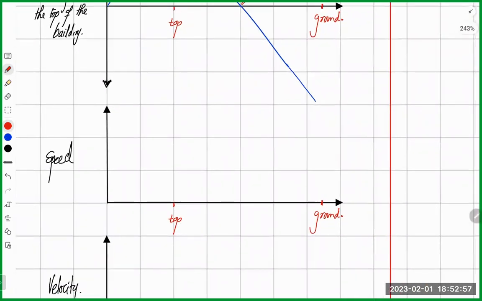Speed. The object starts with a certain speed. The speed decreases at the rate of 10 meters per second squared. At the top, the speed has to become zero, and then it increases at the same rate again.